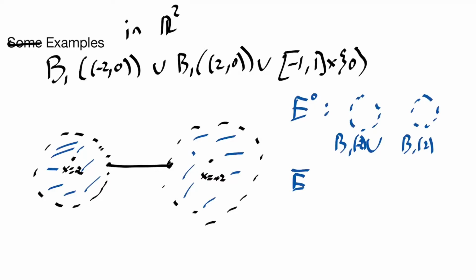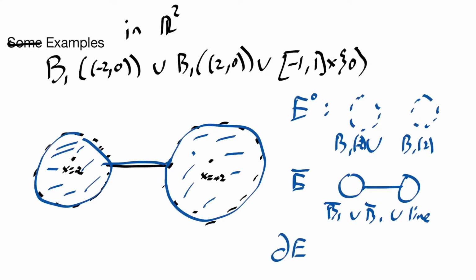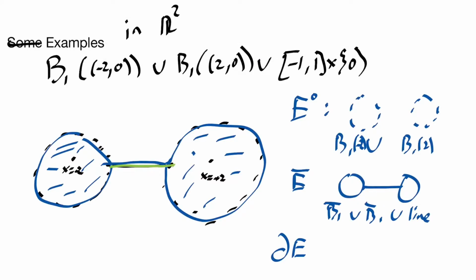So what's our closure going to be? Well, the closure is what we get when we include all of the points that are around here. So the closure is going to have both dumbbells and the little section between them. So the closure is going to look like this. And so it would be like the closed ball and the closed ball and that line. Finally, what's the boundary? Well, the boundary is just the part that's on the edge. So the boundary is just this line and this circle right around here.